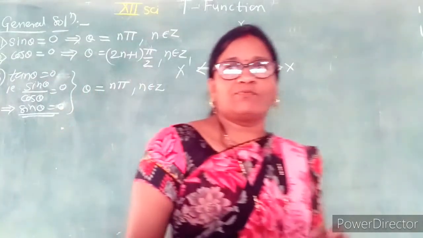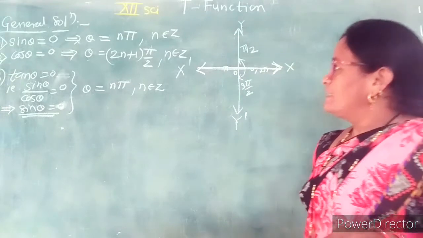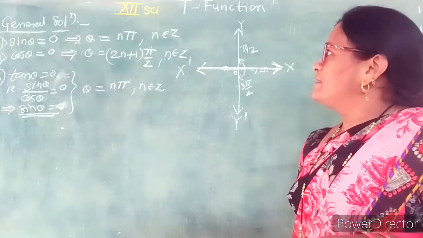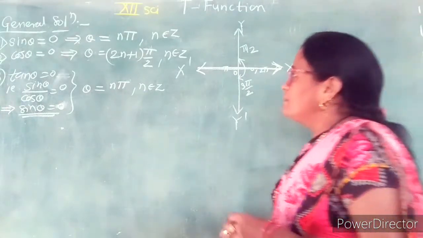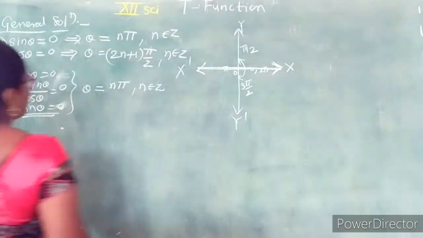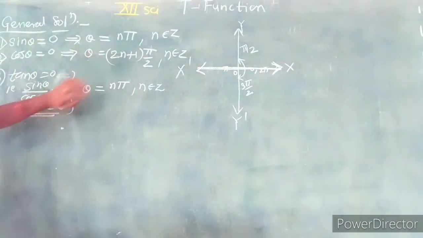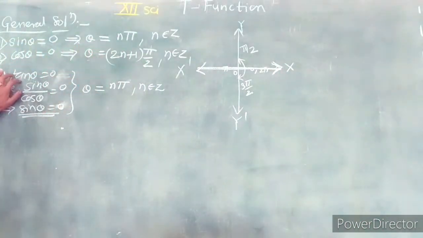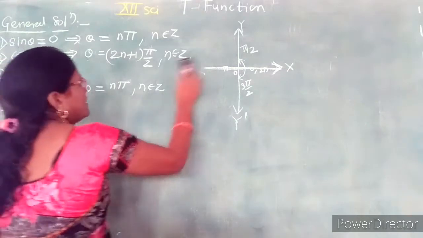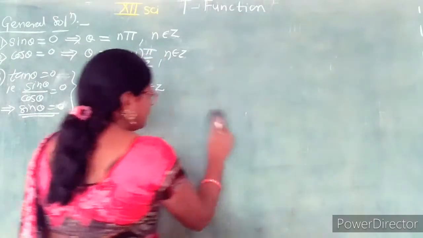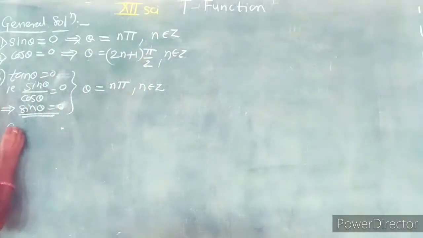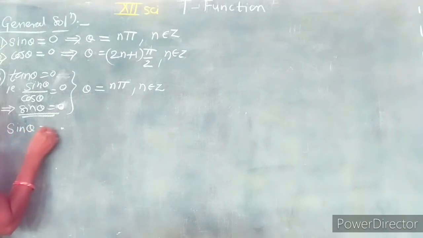So the general solutions for the three equations compared with 0 are: theta equal to n pi for sine, odd multiples of pi by 2 for cosine, and for tangent theta, the trigonometric ratio is similar to that of sine.